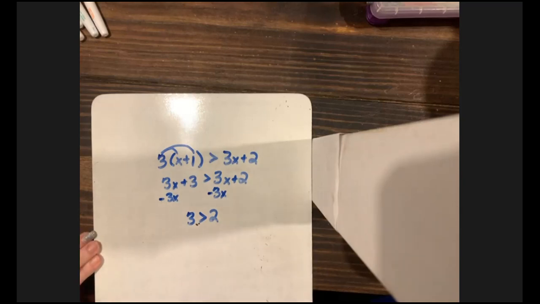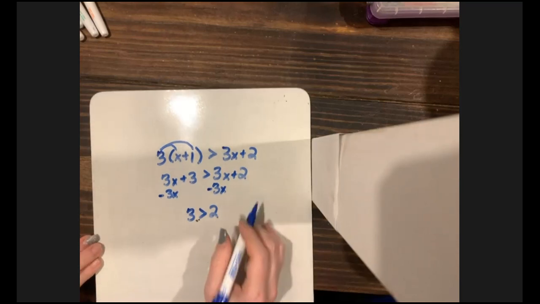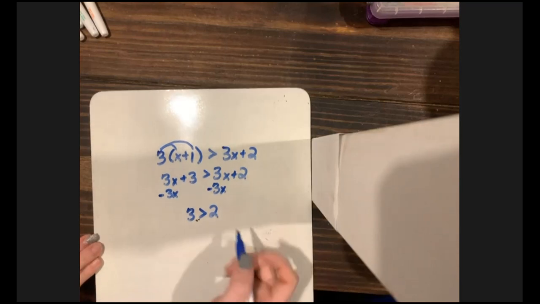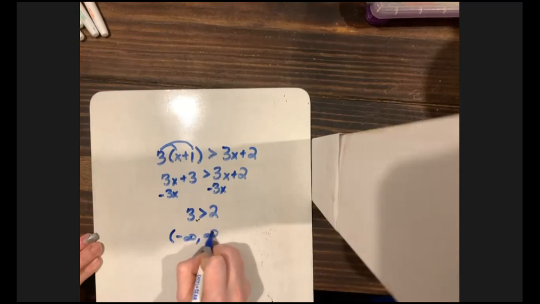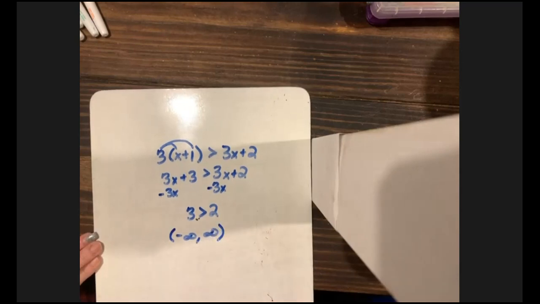Now, the way I decide this is by whether or not this is a true statement. If this is a true statement, in this case 3 is greater than 2, then that means that this is all real numbers. And so it's going to be an interval that looks like that, or you may see them also do something like that where they talk about all real numbers.